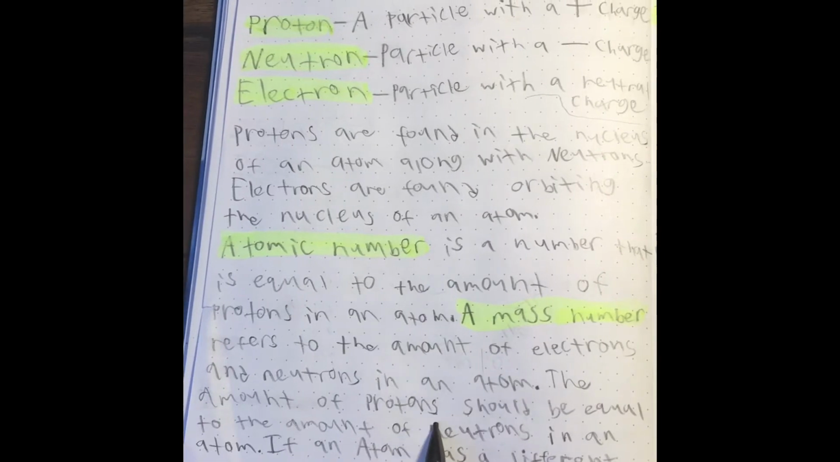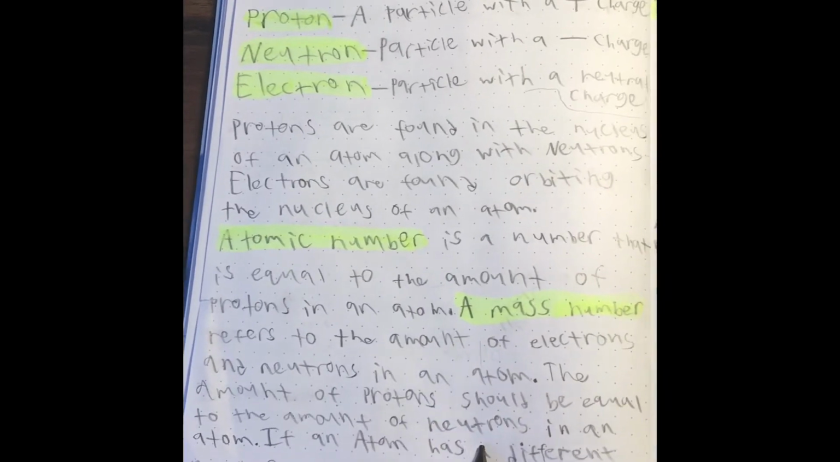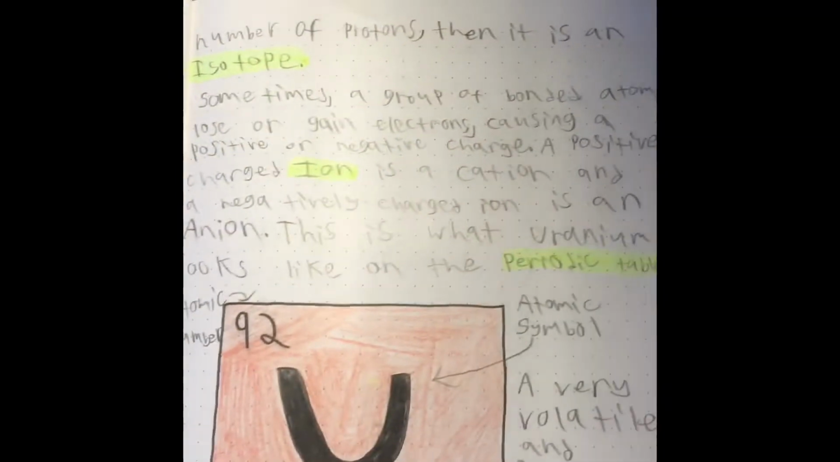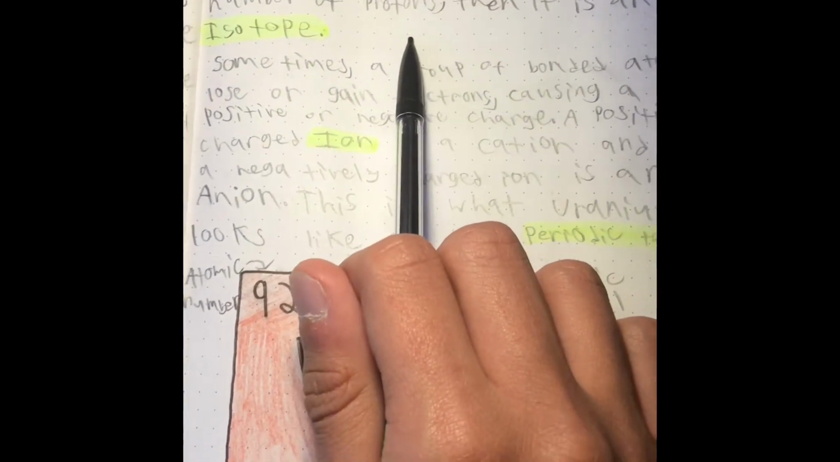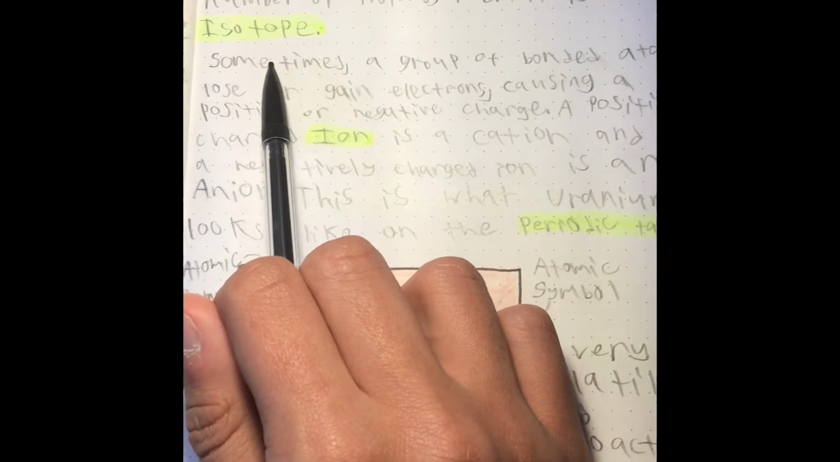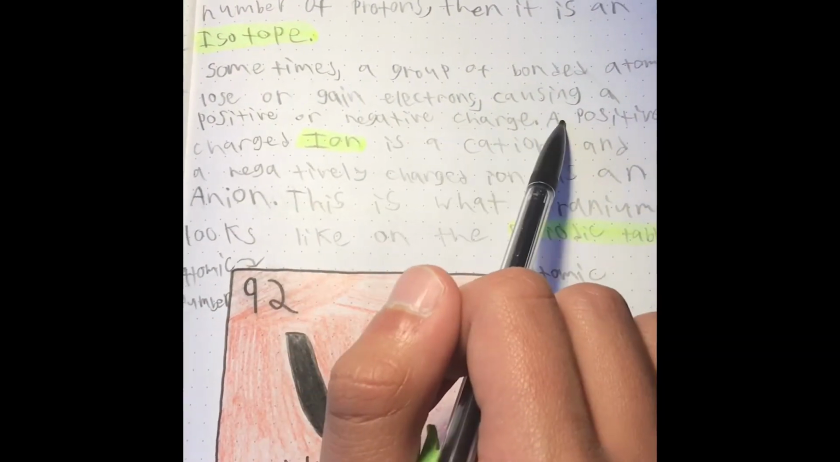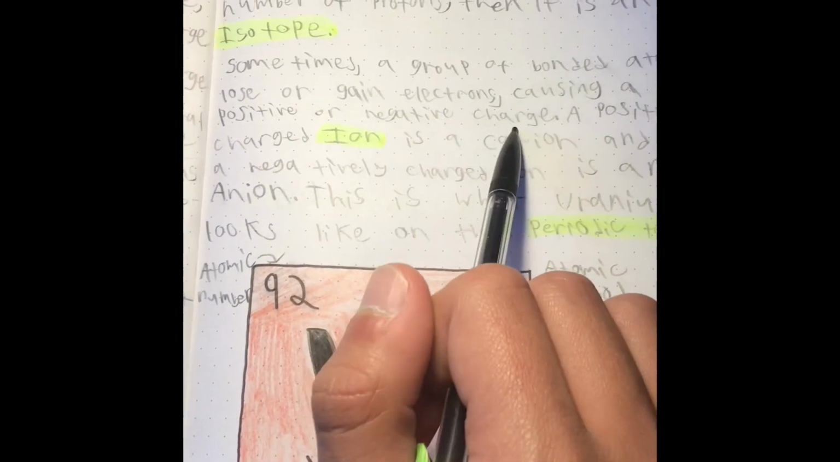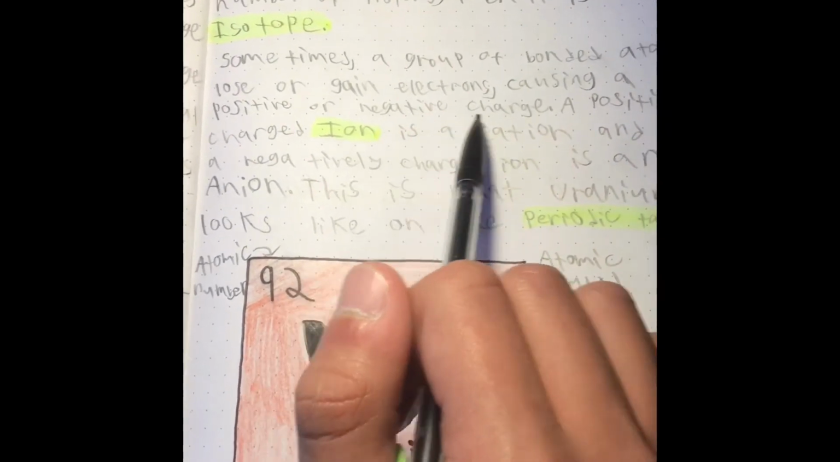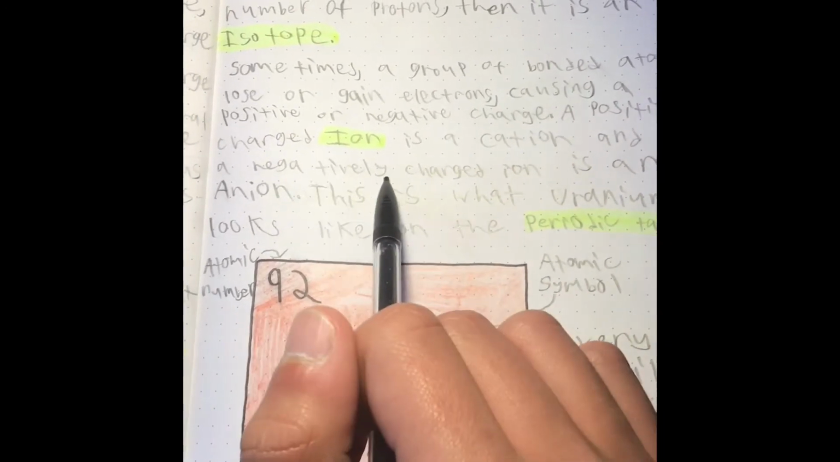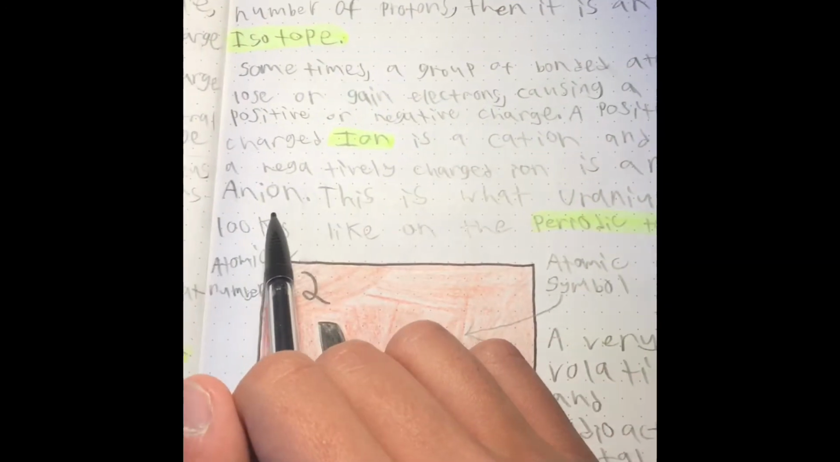The amount of protons should be equal to the amount of electrons in an atom. If an atom has a different number in the nucleus than the number of protons, then it is an isotope. Sometimes a group of bonded atoms lose or gain electrons, causing a positive or negative charge. This is called an ion. A positively charged ion is a cation, and a negatively charged ion is an anion.